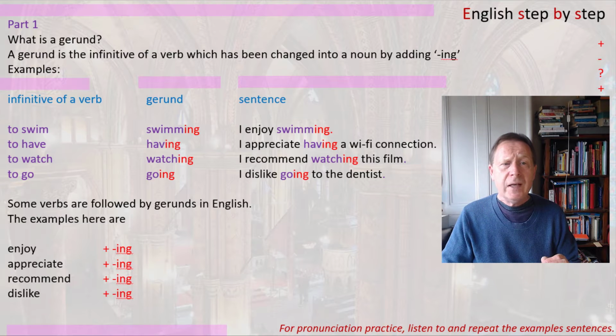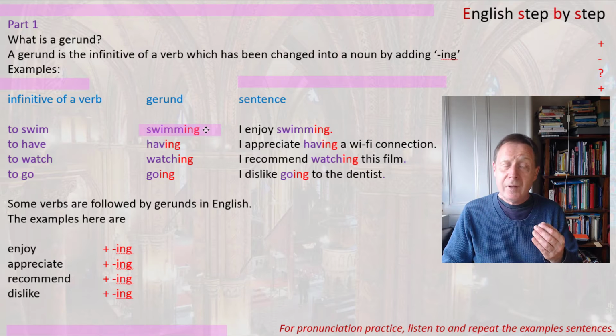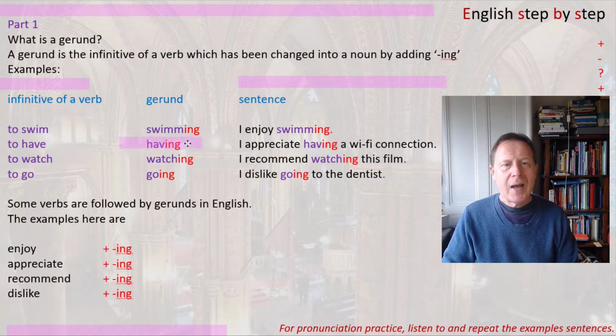So you take the infinitive of the verb and you add ing to change it into a gerund. For example, swimming. To swim changes to swimming. In this case, we take the letter M and we double it. That's one of the rules about adding ing. Swimming has double M. Like running is another example with double N. Or putting has double T. Put, putting.